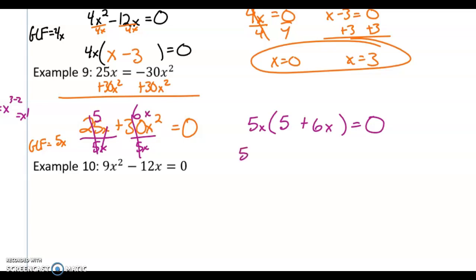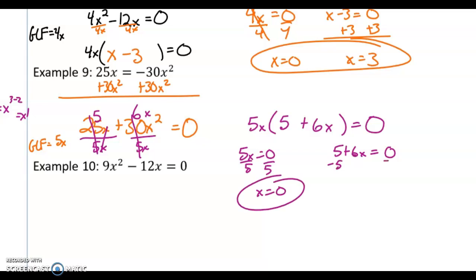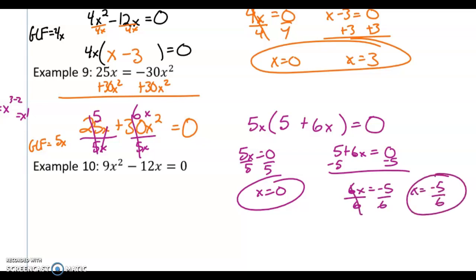So now set each factor equal to 0. When you solve, what are your two answers? All right, I divide by 5 and get 0. That's one answer. And I'd subtract the 5 and divide by 6. And so I get negative 5/6. That's another answer.